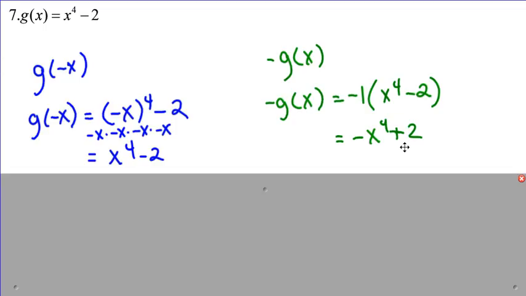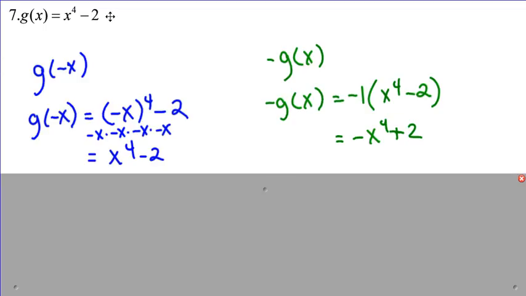So thinking back to your rules, you want to see if it's symmetric about the y-axis or symmetric through the origin. If it's symmetric through the origin, the two transformations should be exact matches. Okay, and we can see that they're not. So it's not an odd function.